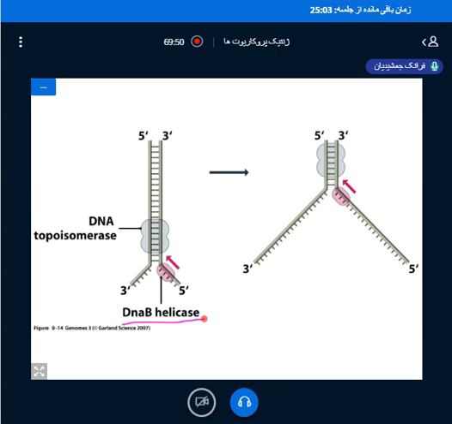The DNA helicase comes and separates two strands of DNA with the help of DnaC.